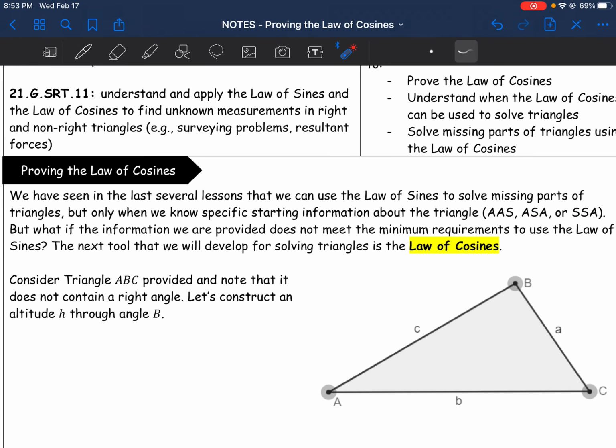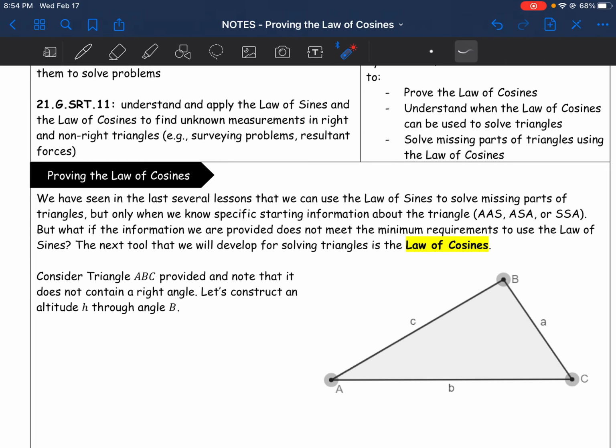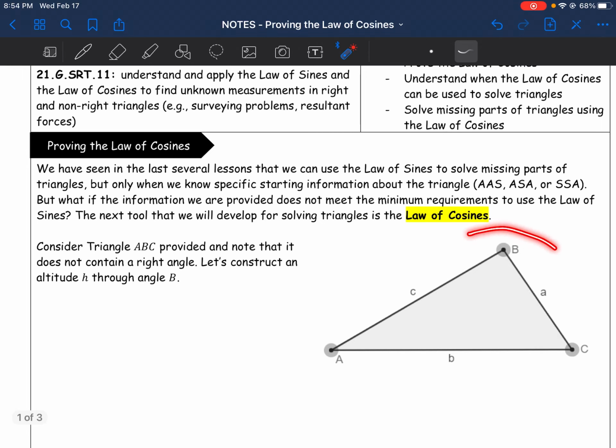So when we don't have one of those three situations, we're going to turn to something called the law of cosines. And to develop the law of cosines, let's consider this triangle right here provided to us. So we have this oblique triangle, ABC. Notice the triangle ABC does not have a right angle anywhere.